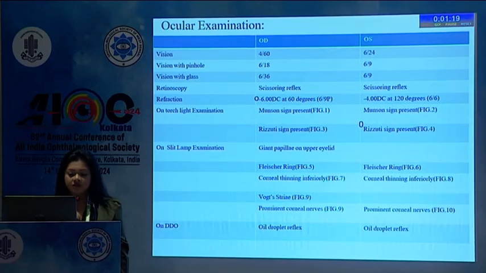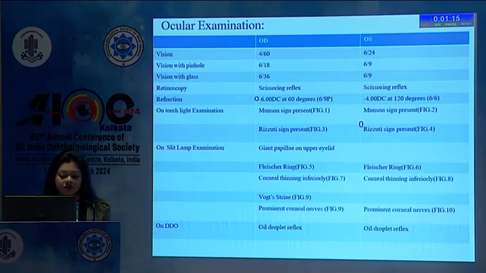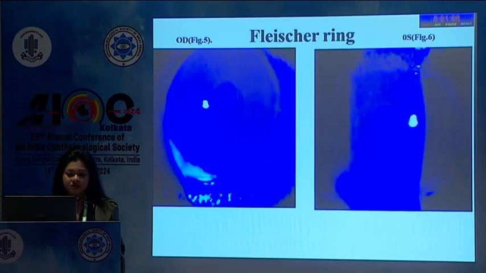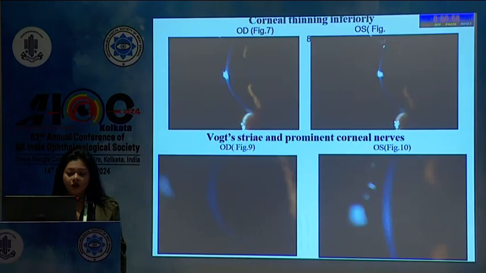Corneal Fleischer rings were present in both eyes. Corneal thinning was present inferiorly. Vogt striae were present in the right eye. Prominent corneal nerves were present in both eyes, and oil droplet reflex was seen on direct ophthalmoscopy in both eyes. These are the findings: Munson sign in both eyes, Rizzuti sign in both eyes, Fleischer ring present in both eyes, corneal thinning seen inferiorly, and Vogt striae and prominent corneal nerves in the eyes.